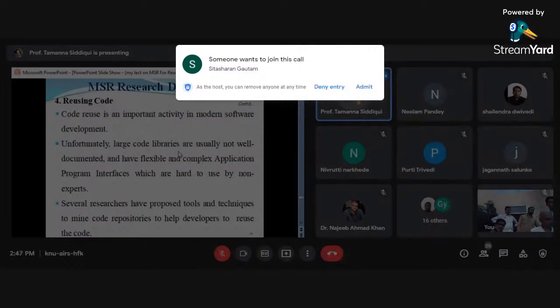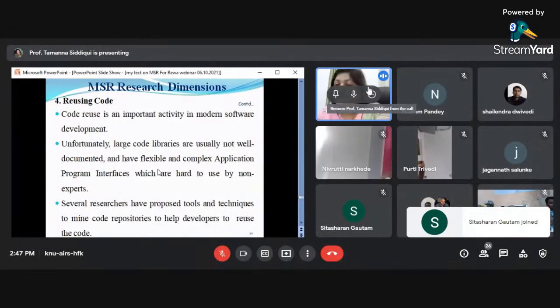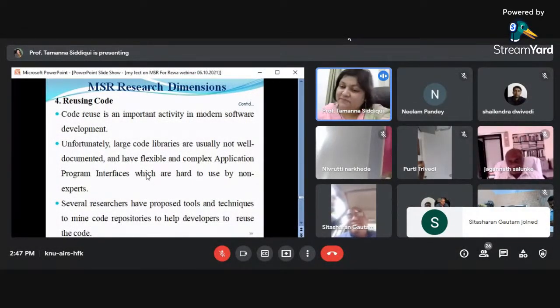Unfortunately, large code libraries are usually not well documented and have flexible and complex application program interfaces which are hard to use by non-experts. Lack of documentation. I have developed the code. Another person is reading my code. If I have not documented well, the other person will not be able to understand my code. This is a big problem.